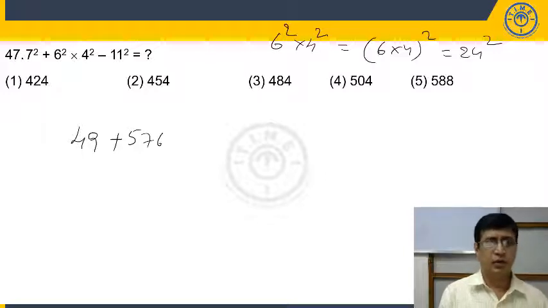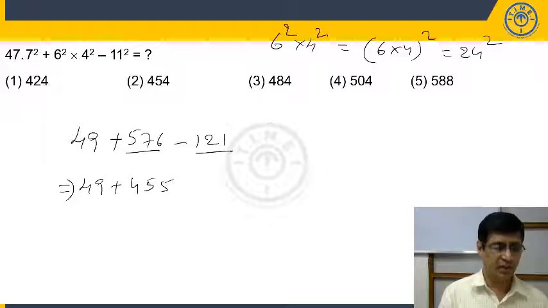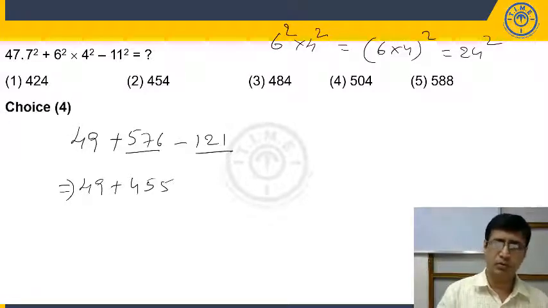$576. Okay, what is the 11 square? It is 121. Just add these values. Now sum of these two values. How much is it? 21 subtracted from 76. So how much is it? 55. So 5 minus 1, it is 4. 455 plus 49. Just add these two values and you will get 504, option number 4.